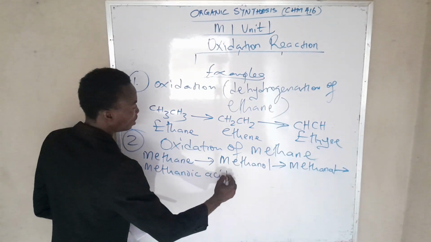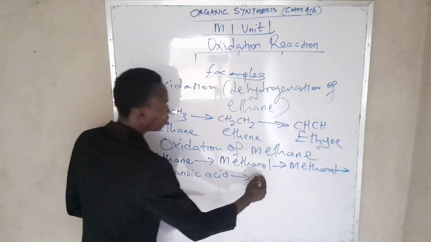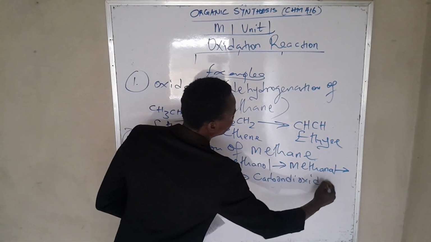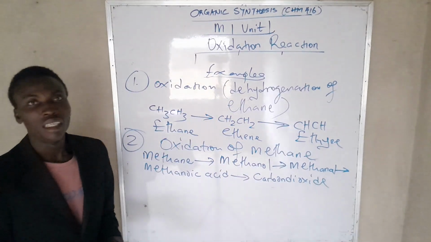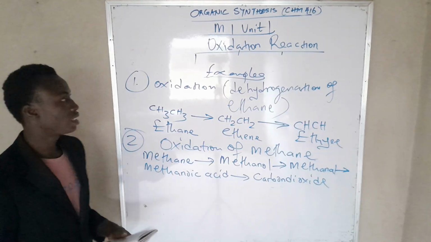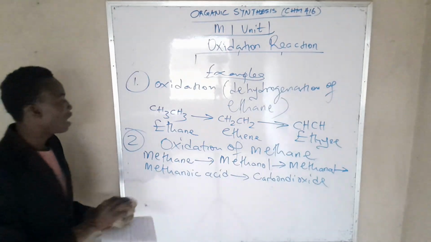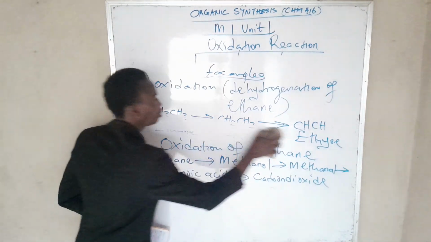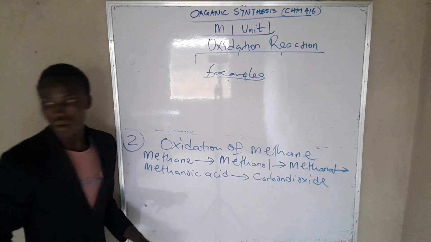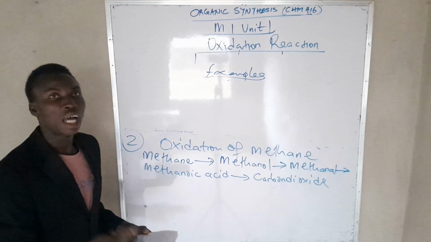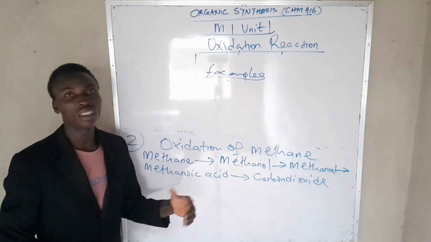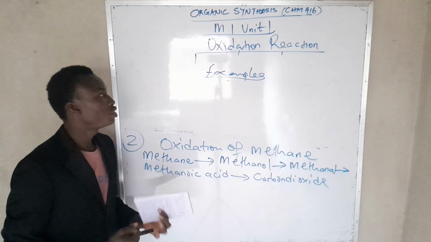And from methanoic acid, it changed to what we call carbon dioxide. So now, if you look at these stages that we have here, what is the oxidation that is actually taking place here? The oxidation that is taking place in this reaction is the removal of more of the hydrogen atoms, and these hydrogen atoms are being replaced by oxygen atoms, which are more electronegative than the hydrogen itself.